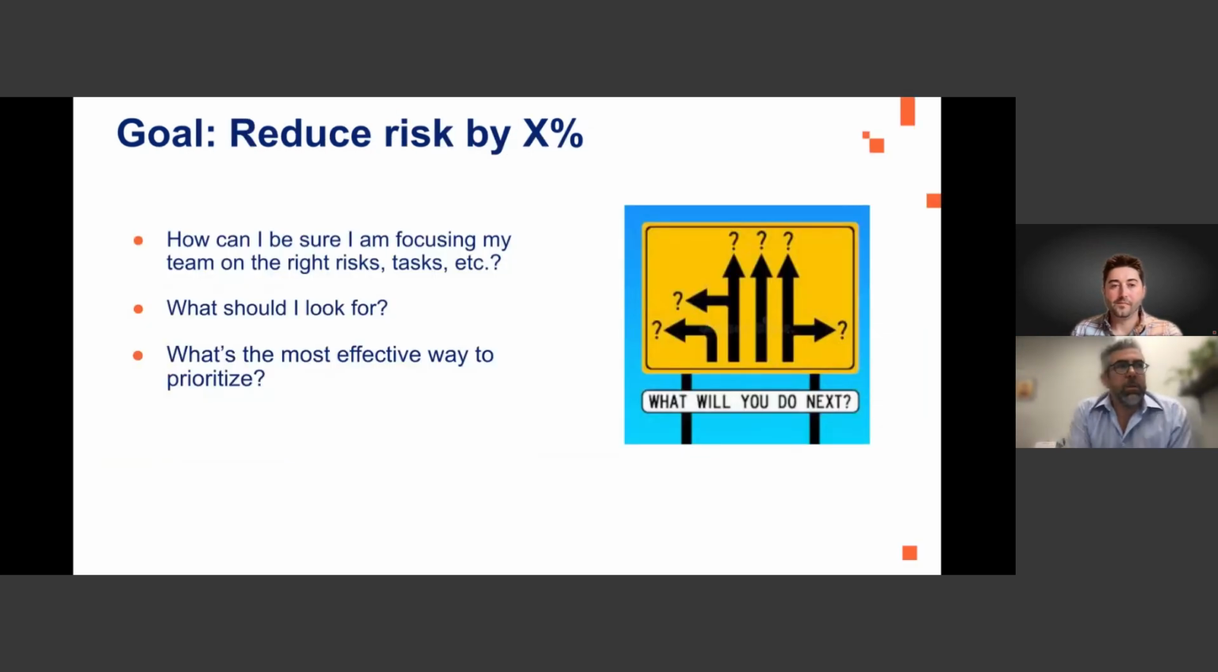And we'll touch on it. When I talk with security teams, I always hear that our goal is to reduce the risk by X%. Sometimes it's 10, sometimes it's 12, 20, 23, you name it. But all of them are challenged by deciding how they can be sure that they are focusing on the right risks and assigning their team to the right tasks. What should I look for?